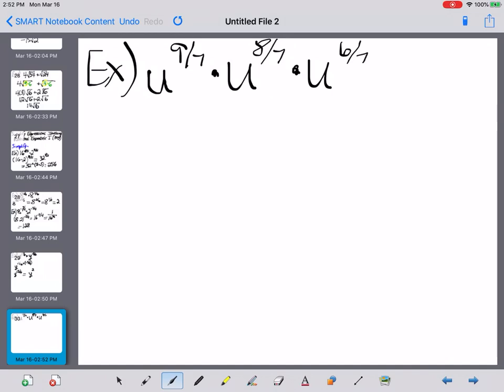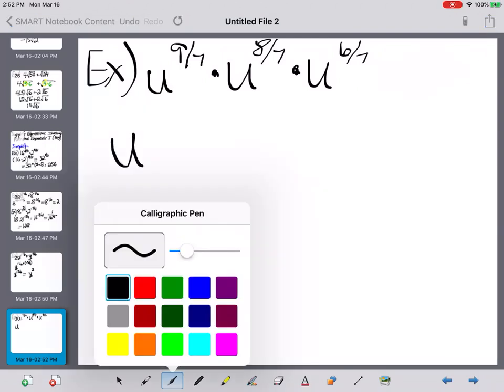And it just so happened that all of these had a common denominator, so that makes our life a little bit easier. Even though I have 3 of these, it really doesn't matter how many you have. If they have the same base, you're just going to add your exponents. So basically we're going to be doing u, and then our exponents, I'm going to just add those up.